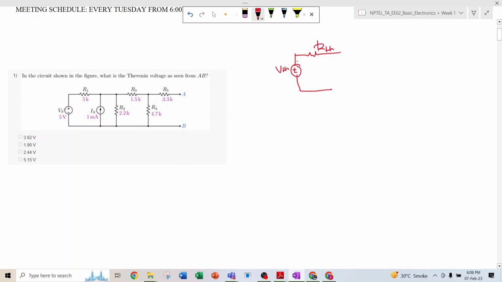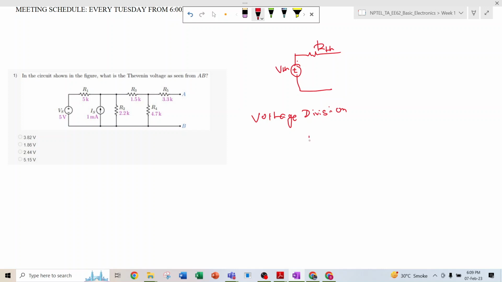Yeah. So for this question, you need to find the Thevenin equivalent voltage looking from the AB side. To solve this problem, first of all, you need to know about the source transformation theorem, and also two basic concepts: voltage division and current division.